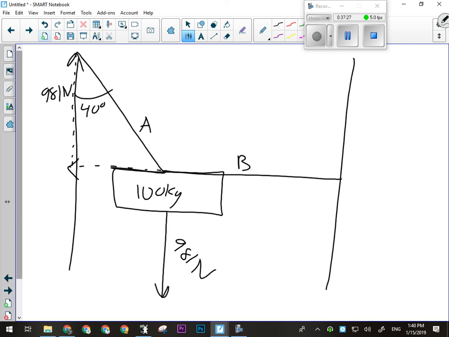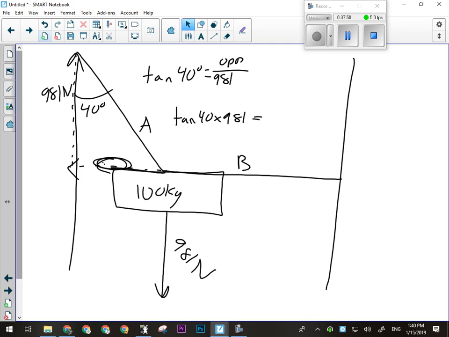All right, so if I know one side of this triangle, and I know that this side of A is equal to the tension in B, I need to find this side here for cable A, and then I'll know the tension for cable B. So all I have to do is trigonometry here. It'll be tan, because I'm using the opposite and adjacent sides. So the tan of 40 degrees is equal to the opposite side, which is what I'm looking for, divided by 981. So all I have to do is go tan of 40 times 981, and I'll have the tension in cable B.